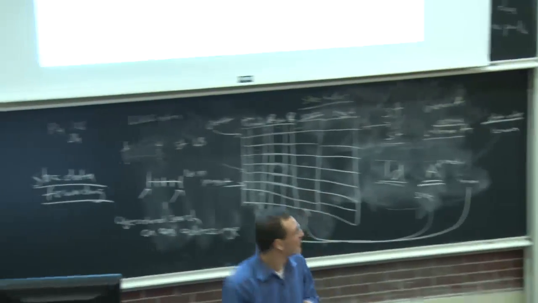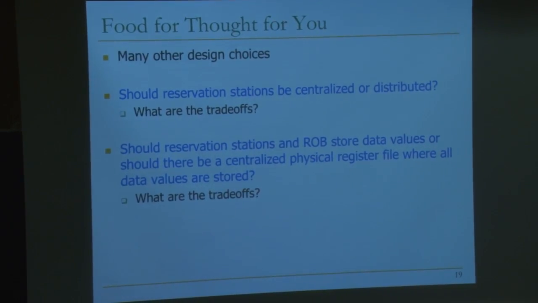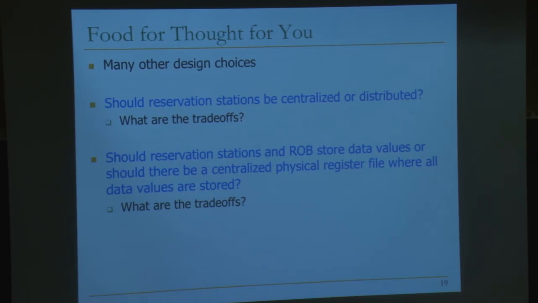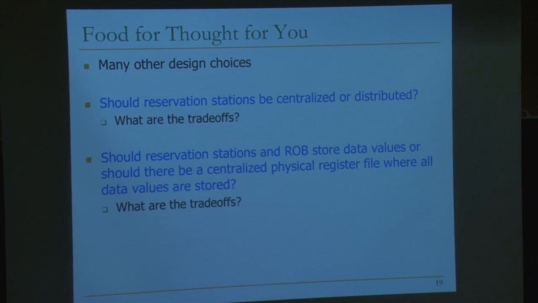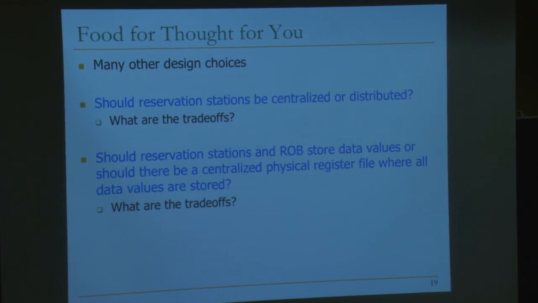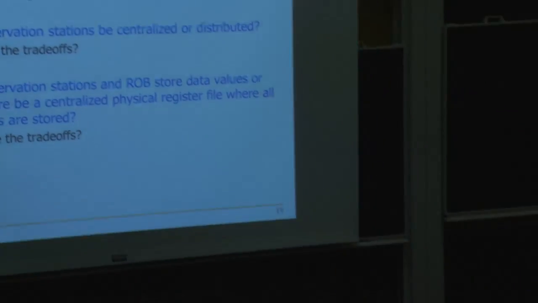Another question. Should reservation stations and reorder buffers store data values, or should there be a centralized physical register file where all data values are stored? Remember, in the example we showed, we had the data values in the reservation stations, right? Basically, when an instruction reads a register, it copies the value from the register file into the reservation station, assuming the value is available. If the value is not available, you're wasting space. There's some data over there, right? What if all of the instructions are reading register 2?